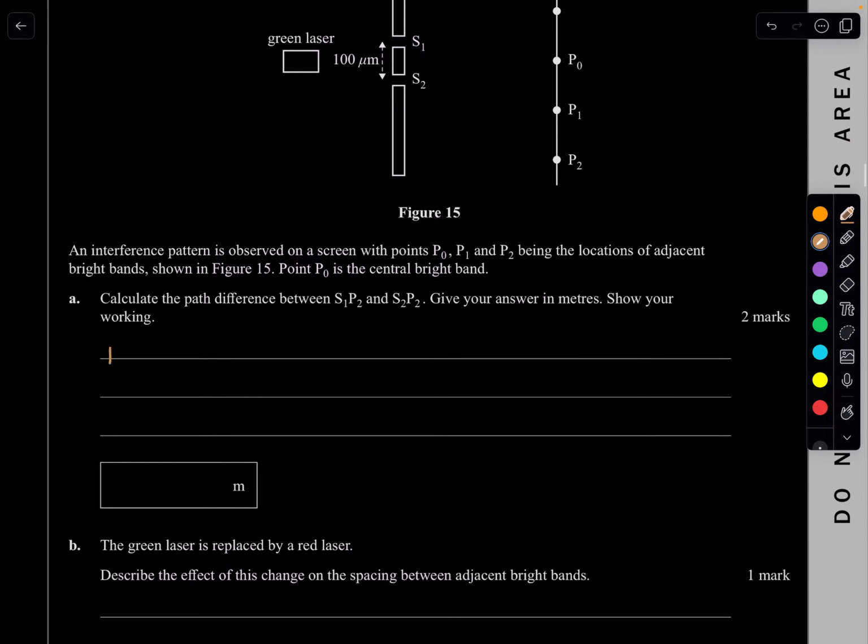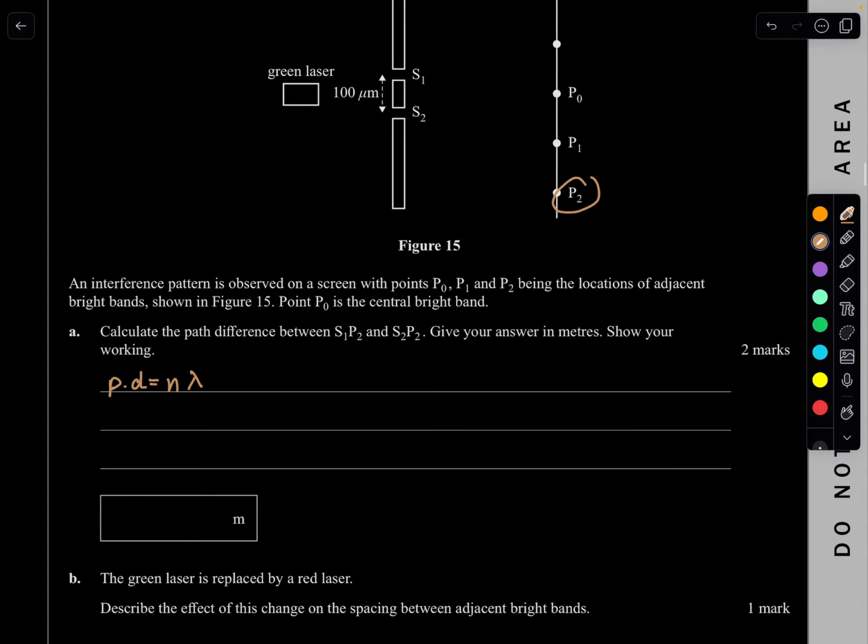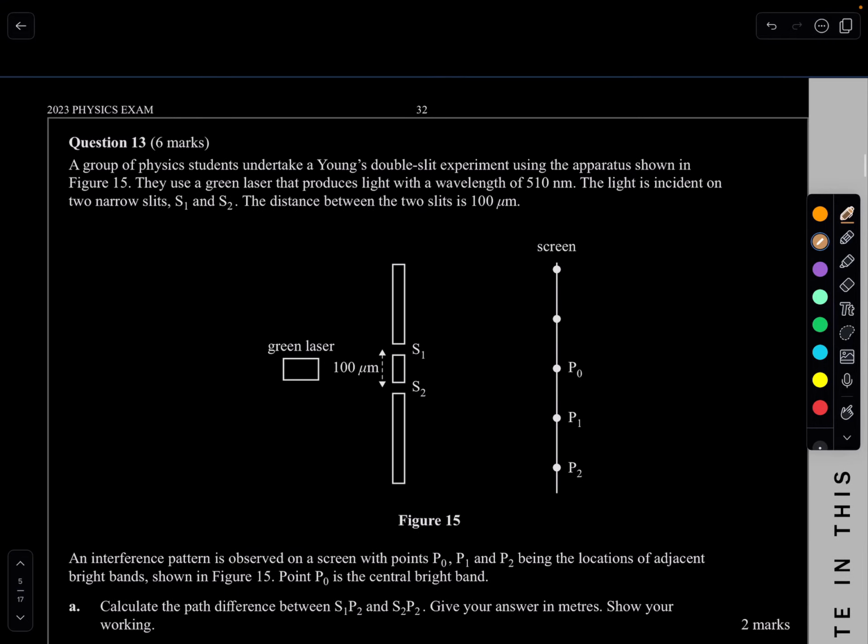So, we know the path difference. At P2, it's constructive interference. So we know path difference is basically n lambda for constructive interference. We know it's the second bright band. So we can put 2 lambda, and hence, what's our wavelength?